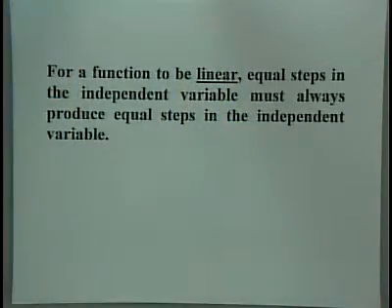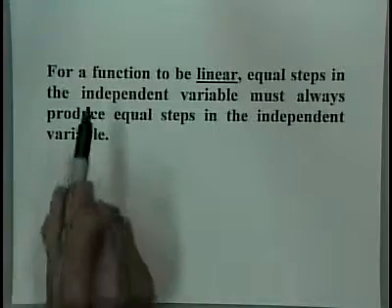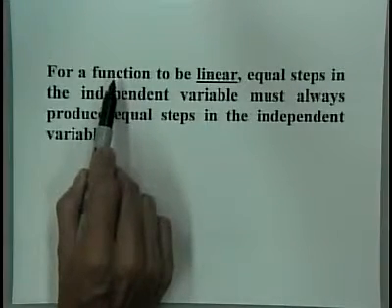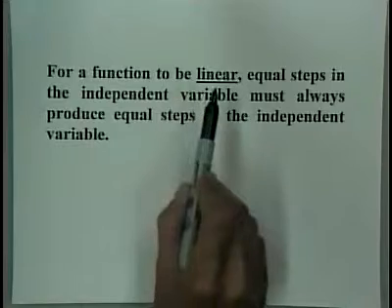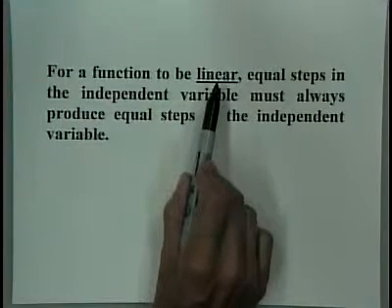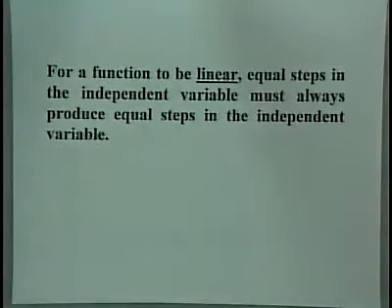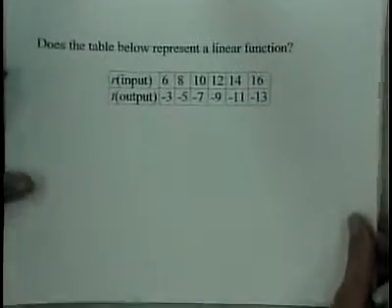For a function to be linear, equal steps in the independent variable must always produce equal steps in the dependent variable. It's important to note right here we're talking about functions, so the rules for a function apply, but we want to categorize a specific kind of function to be linear in the way described. Well, let's try out that description with a couple of examples.